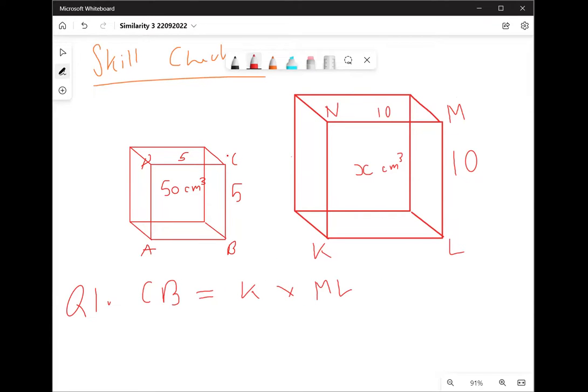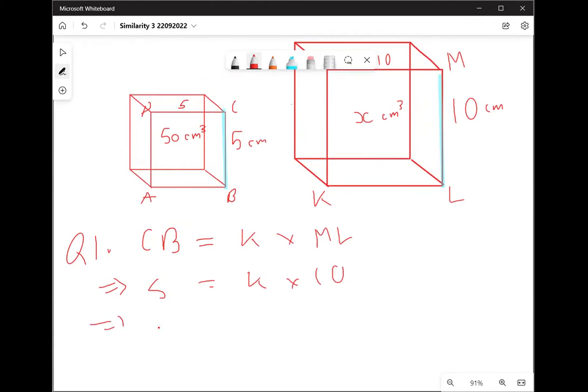Now we took this one, CB and ML. We can take this side and this side. If you're looking at these 2 sides, I can say that they're similar, so they must be proportional to K. That's the length. So first tell me what is CB? CB is 5 and ML is 10, into 10. So what is K?